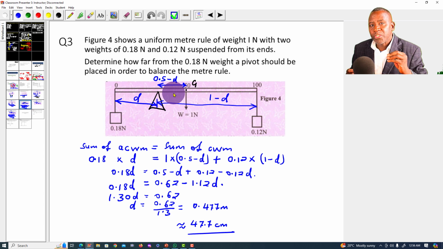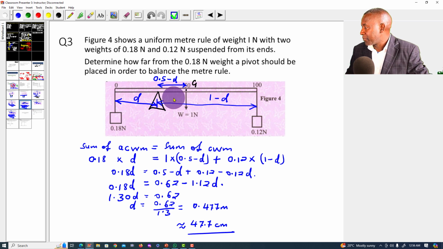Now, I've mentioned something about center of gravity. Center of gravity is very important when you're looking at questions to do with the turning effect. So I'm combining these two topics, turning effect of a force and equilibrium and center of gravity.